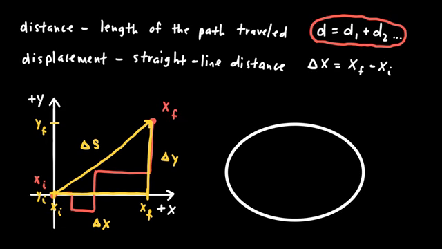So bottom line, displacement is a straight line distance that points from the initial position to the final position. It does not depend on the path that I take, only on those initial and final positions. In one direction, the way that I calculate that is I subtract the initial position from the final position. So xf minus xi.